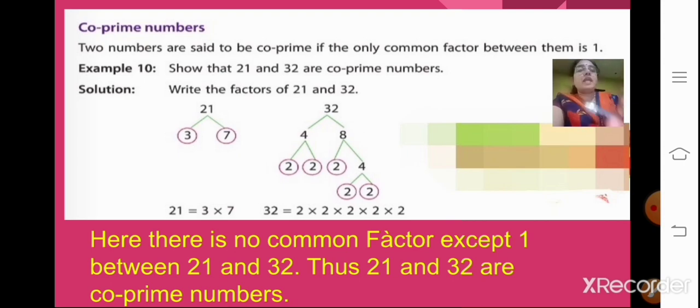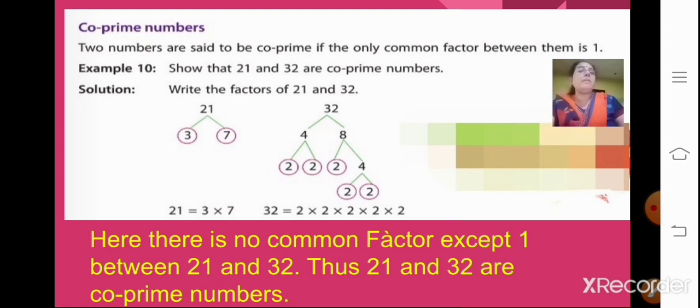Now see here, the example given is 21 and 32. The factors of 21 are 3 and 7. Okay, so 3 and 7 both are prime numbers. So the prime factors of 21 are 3 and 7. Whereas for 32, 4 8s are 32, and 2 2s are 4, and 2 4s are 8. Again, 4 is divisible by 2, 2 2s are 4. So the prime factors of 32 are 2 into 2 into 2 into 2 into 2.